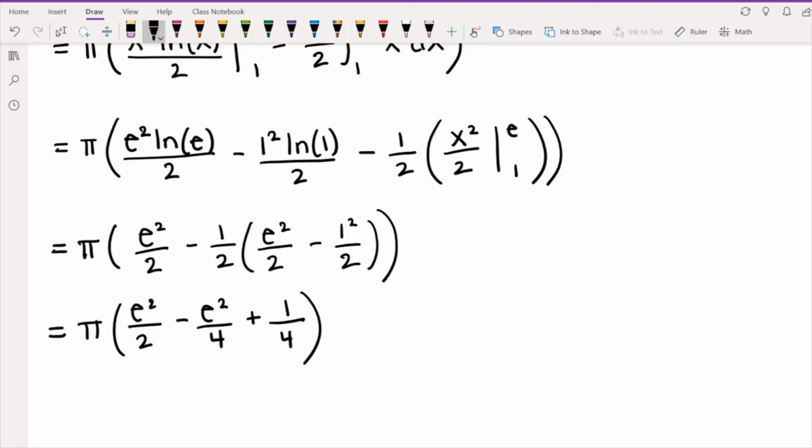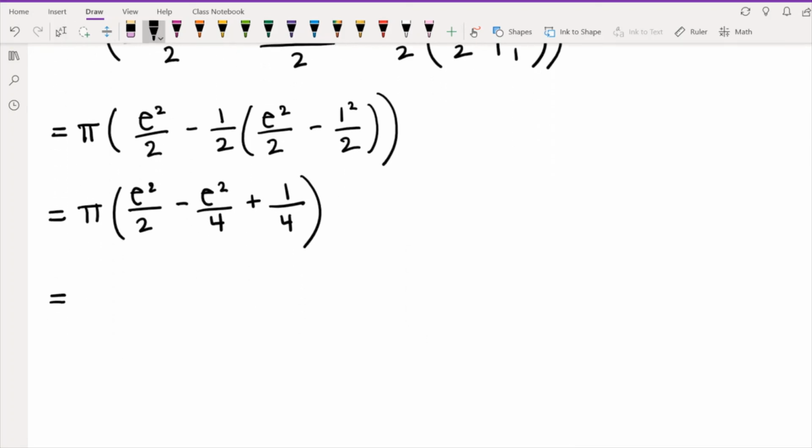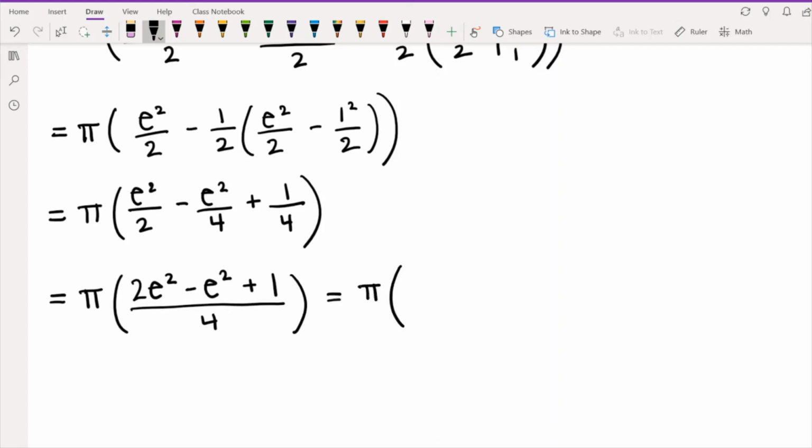And that's it. I mean, if you want to make a common denominator, we might as well do that since they're pretty close. So we can make a common denominator of 4. And so we would have 2e squared minus e squared plus 1 over 4. And that's the same thing as just e squared plus 1 over 4.